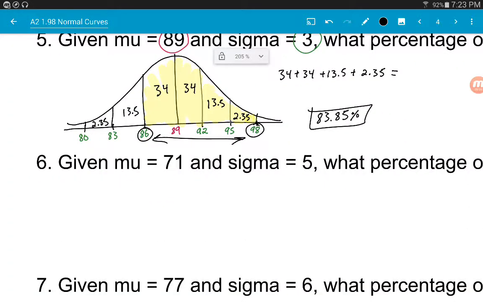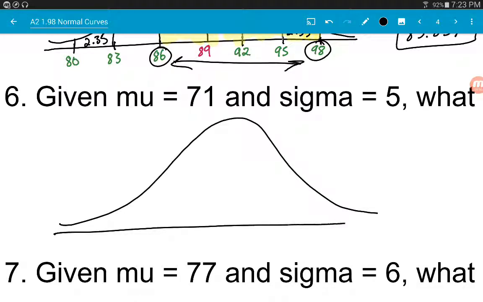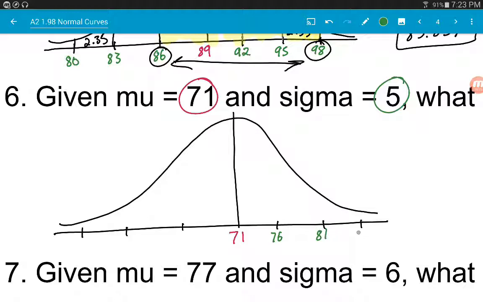Let's do one more. Given that mu is 71 and sigma equals 5, let's draw our graph first and foremost. So my bell curve, make it nice and wide so I can get a good drawing. Mu is in the middle, so that is going to be 71. I have 1, 2, 3 on the right and 1, 2, 3 on the left. And don't forget, I'm counting up by sigma. So plus 5 is 76, plus 5 is 81, plus 5 is 86. Now the same number, 5, but I'm going to do minus 5, minus 5, minus 5. So 71 minus 5 is 66, minus 5 is 61, minus 5 is 56.